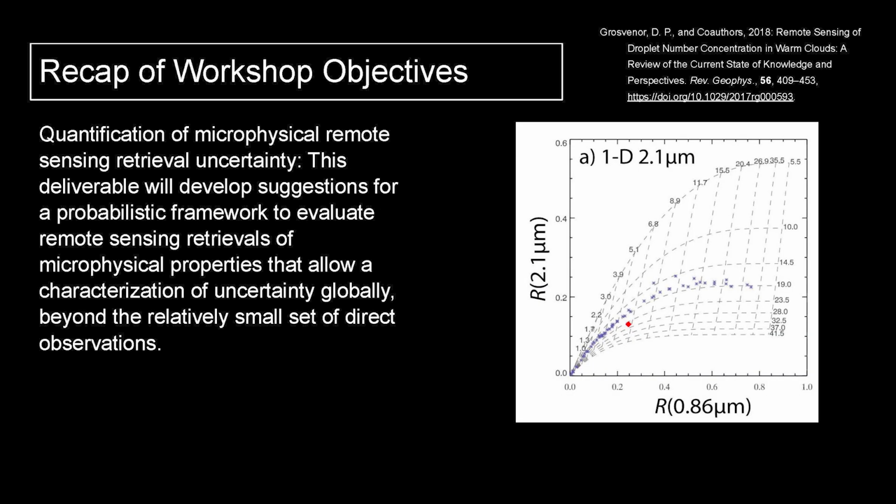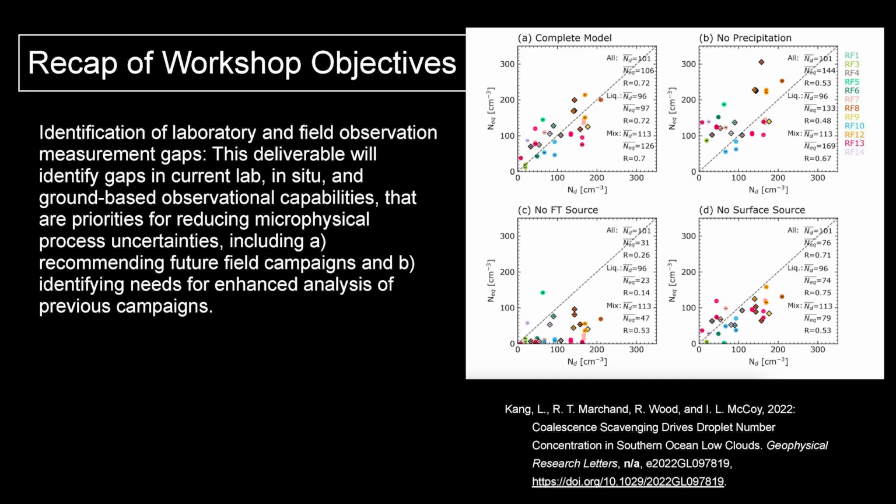Understanding how the uncertainties in our remote sensing play into our observed uncertainties. And so, things like this Nakajima-King retrieval at sort of the simplest level, but broadly across remote sensing. And then finally, the idea of how we plan future field campaigns and lab work, as well as identifying places where we can get a lot more out of previous campaigns, as being shown here in Litai's recent paper.